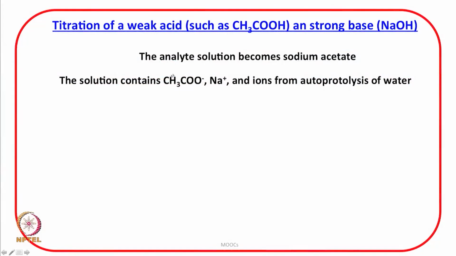Coming back to the titration of a weak acid with a strong base like sodium hydroxide, which is a strong base, and acetic acid which is a weak acid, the analyte solution becomes sodium acetate. So, what does the solution have? As I just discussed, it will have acetate ions, it will have sodium ions, and of course, always you will have ions from autoprotolysis of water.